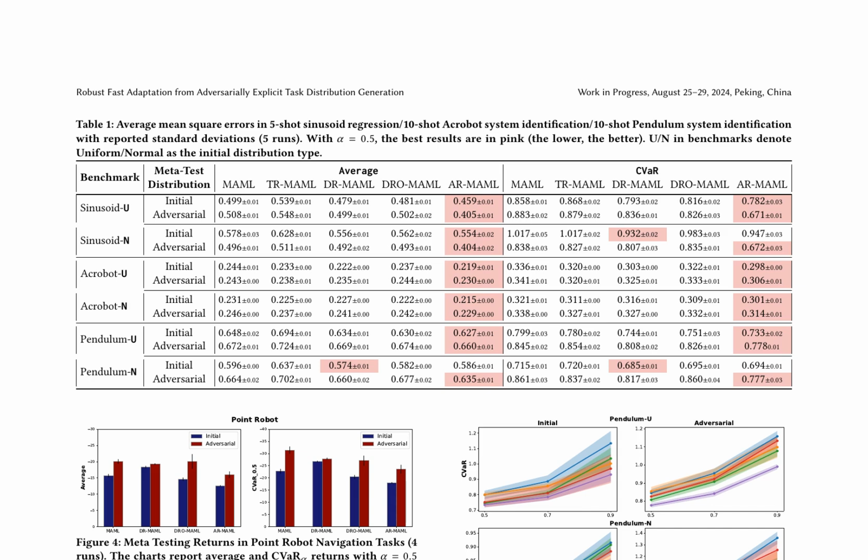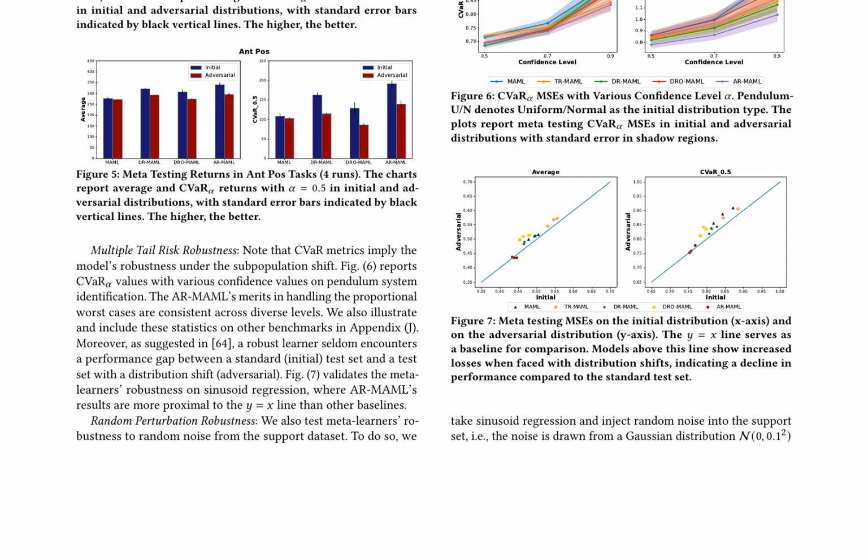Figures 4 and 5 illustrate the meta-testing returns for point robot navigation tasks and ant-pos tasks, respectively. The charts report average and CVaR, conditional value at risk, returns with alpha equals 0.5 in initial and adversarial distributions. The results show that ARMAML achieves higher returns than other algorithms, especially in the adversarial distribution. The authors also evaluate the robustness of the algorithms to multiple tail risk and random perturbations.